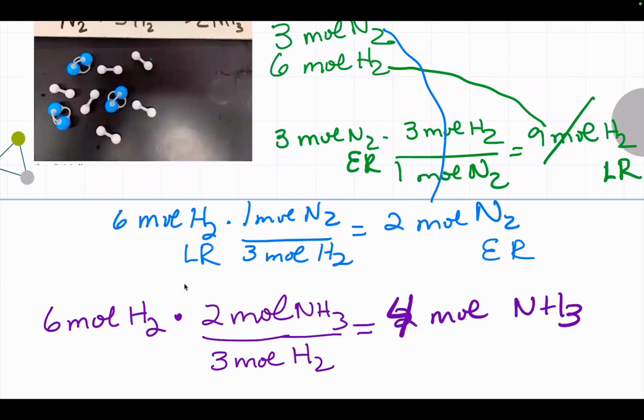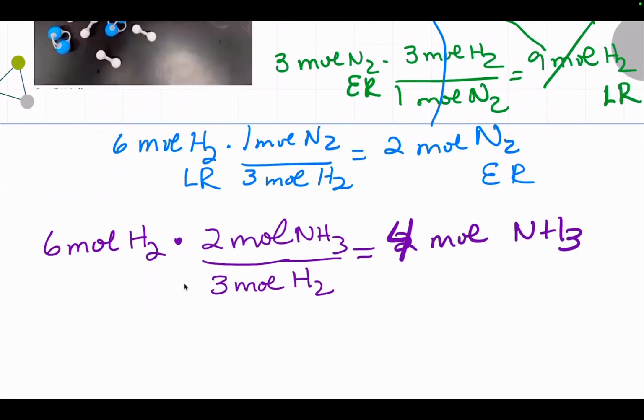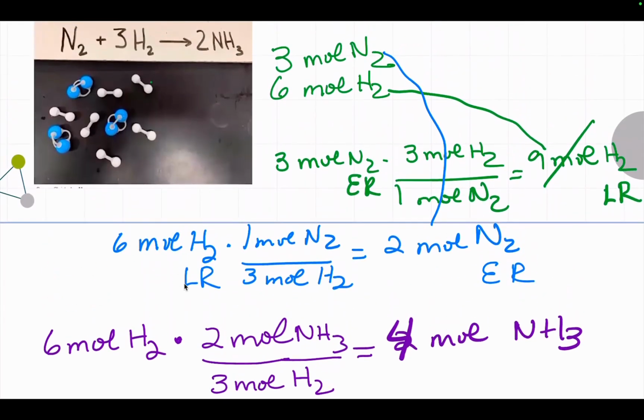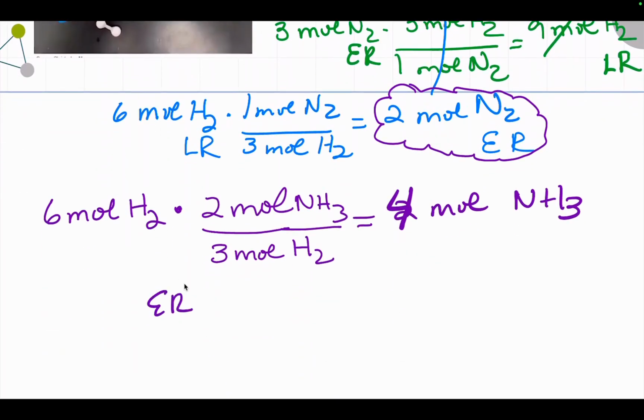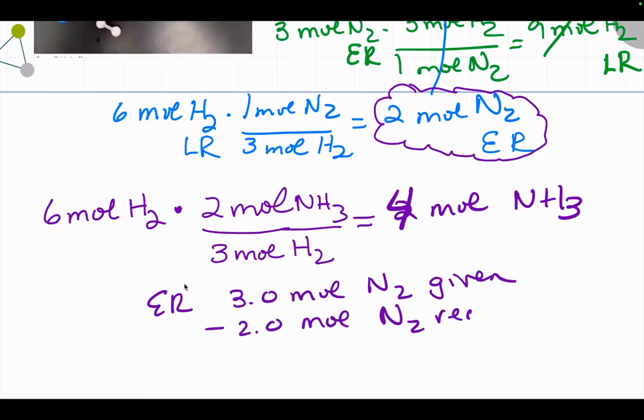And remember, our excess reactant is also going to be in the container. So we know that we would only react 2 moles of nitrogen, but we were given 3. So for the excess reactant, we're going to take our 3 moles of N2 that were given minus the 2 moles that are actually going to react. So there would be 1 extra mole of nitrogen.